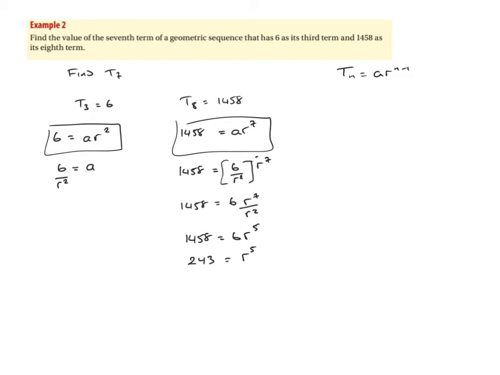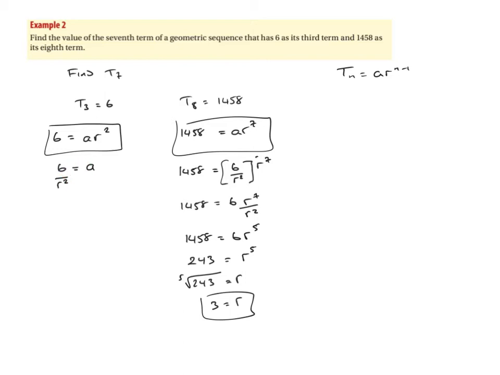And then to get rid of the power of 5, we need to take the fifth root, so r is equal to the fifth root of 243, and r is equal to, just stick it into your calculator, you get 3. Now we've got r, we now need to find the a, so we can stick it into one of the formulae. The easiest one to stick it in is this one here.